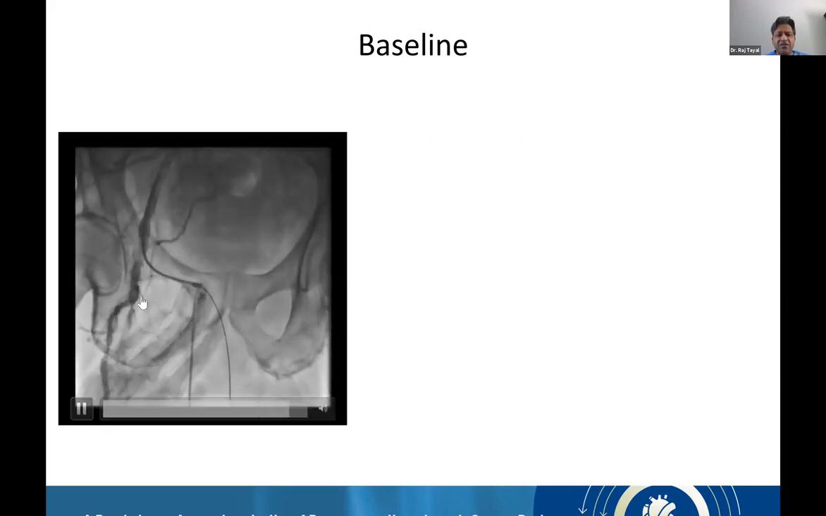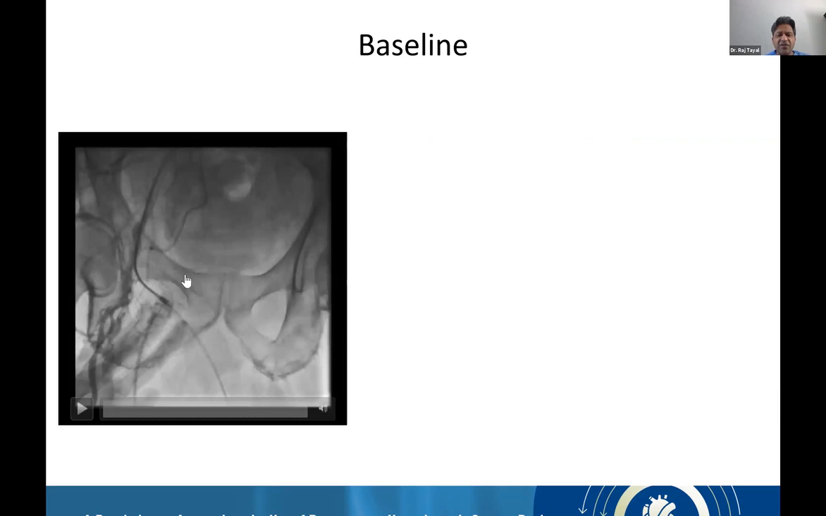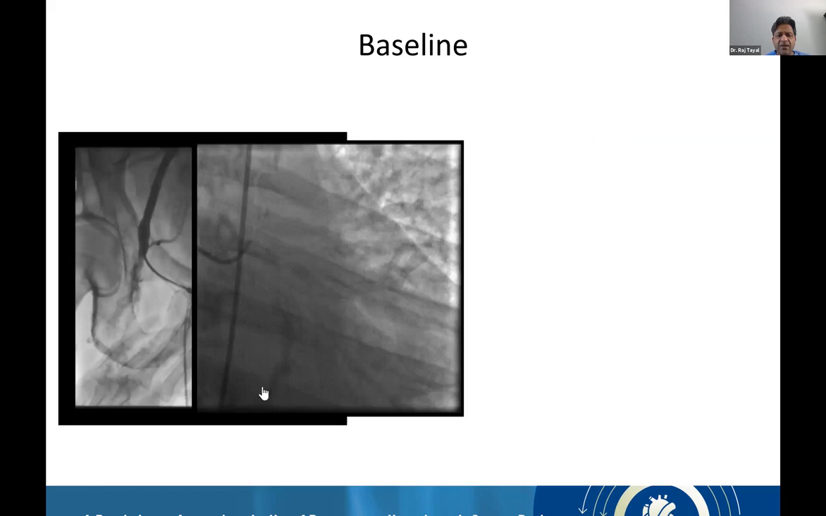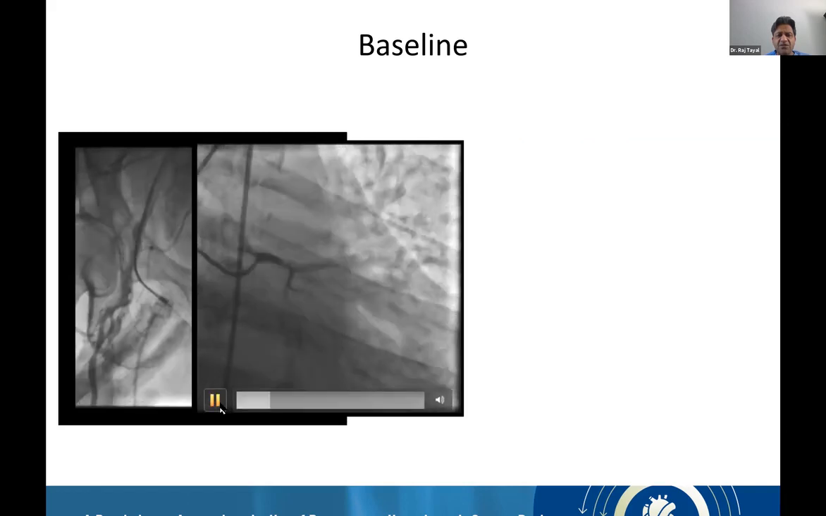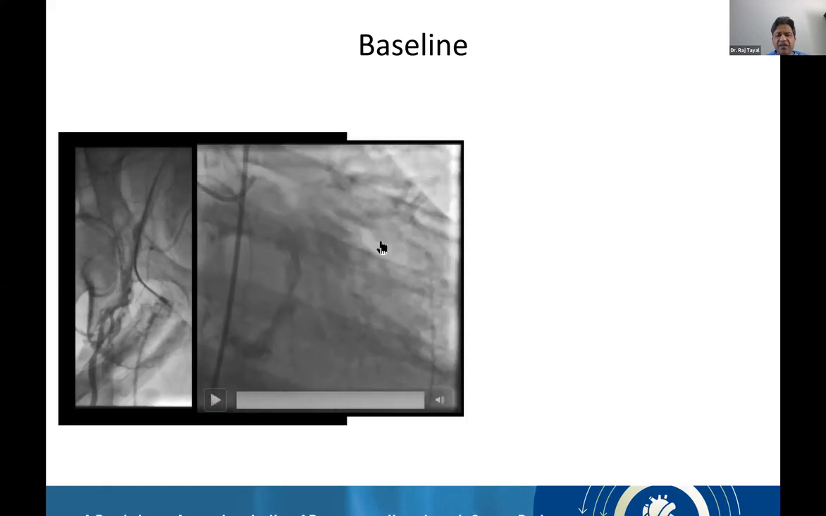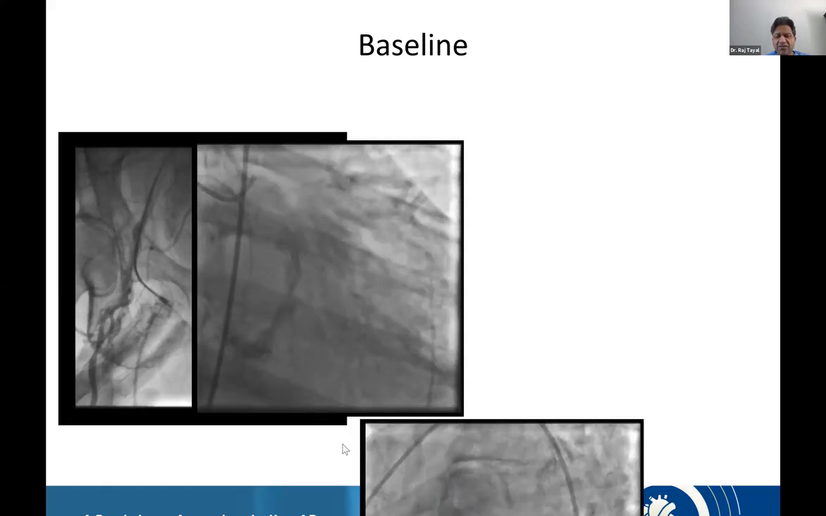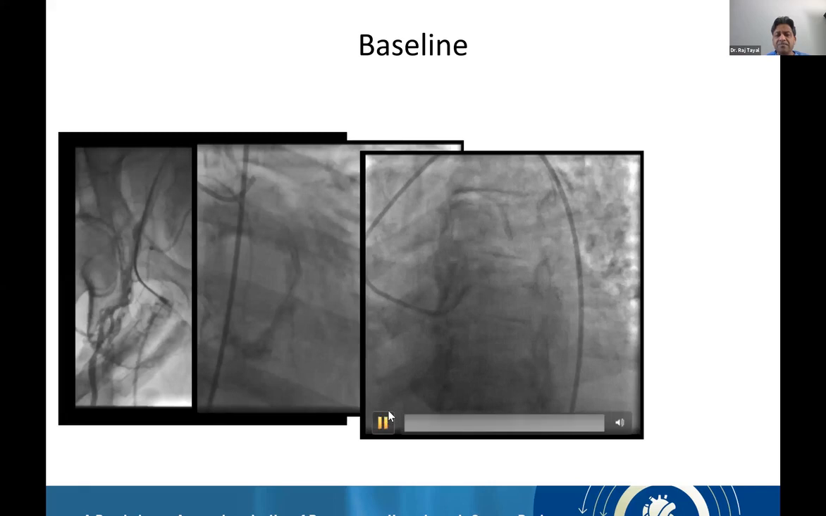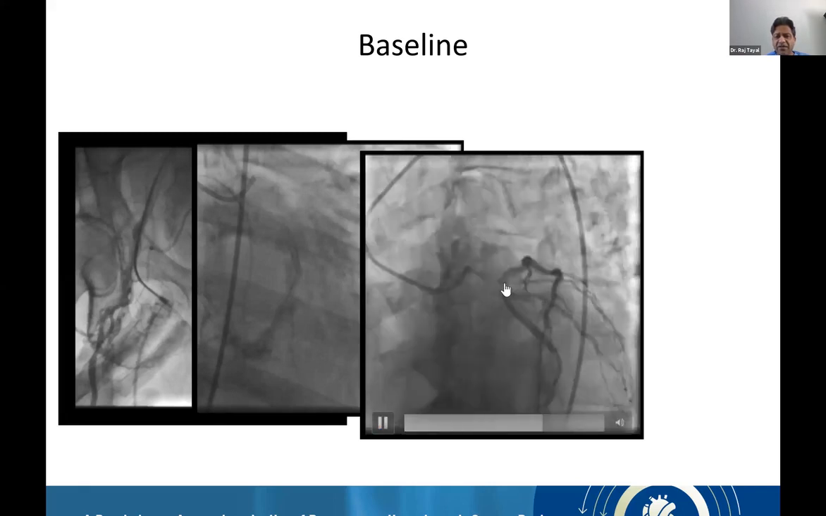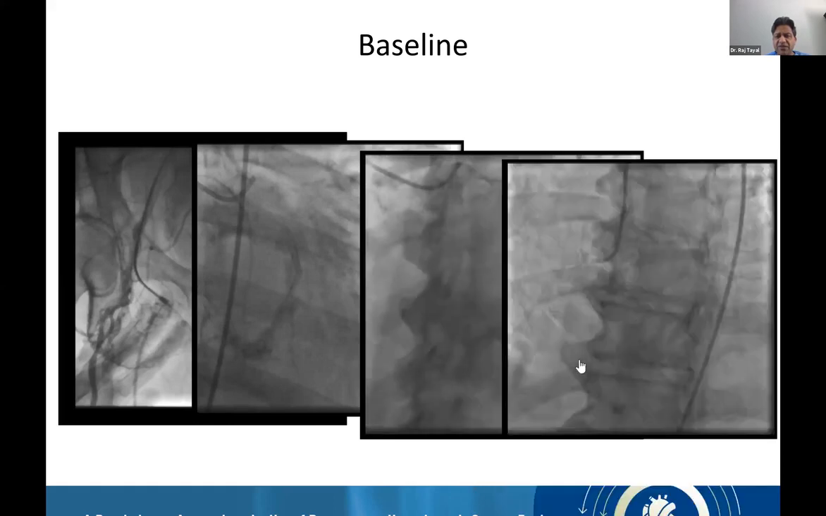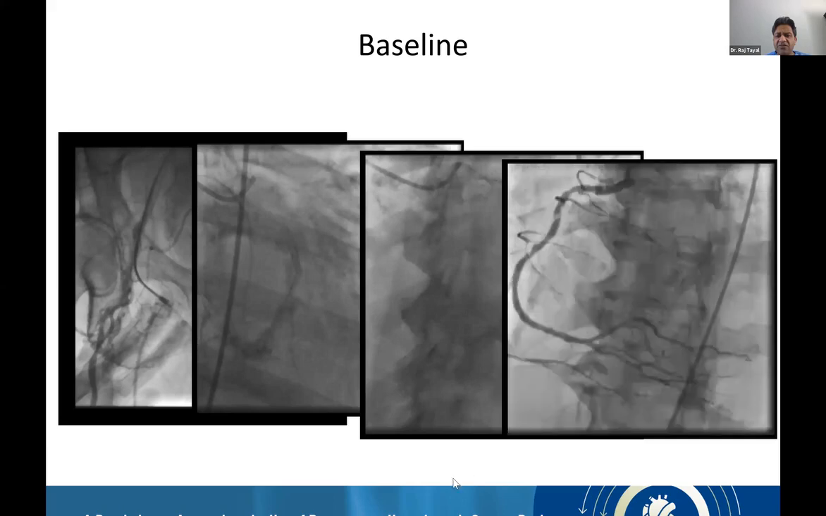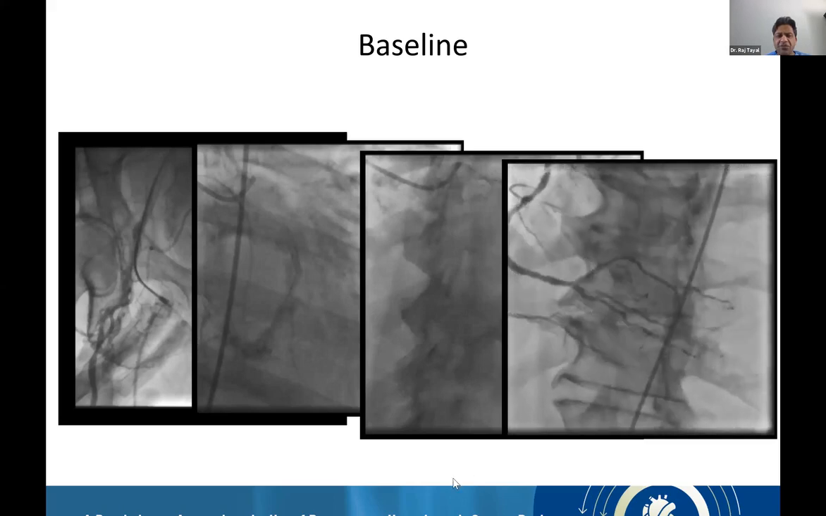You can see there's diffuse disease, not only in the SFA, but all throughout the common femoral artery. And here are the baseline images, where again, you have calcific disease of the distal left main bifurcating into the LAD. And it's highlighted a little bit better here. You see the LAD better in this last view. And here's the right coronary with, again, a very heavily calcified stenosis in its proximal and mid portion.